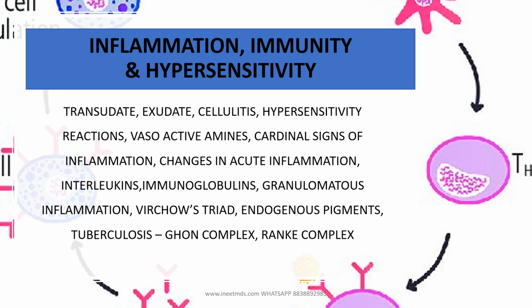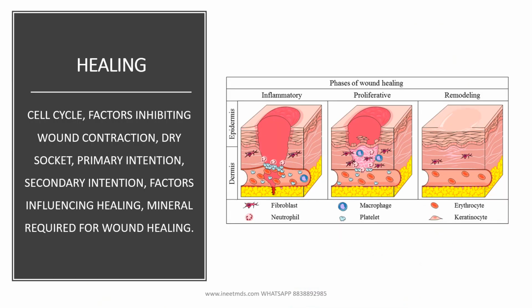the changes that happen in acute inflammation, what is an interleukin, what are the types of immunoglobulins, what is a granulomatous inflammation, the thing which happens in the chronic infections, then the virchow triad, what consists of the virchow triad, what are endogenous pigments, and lastly the Ghon complex and Ranke complex in tuberculosis.